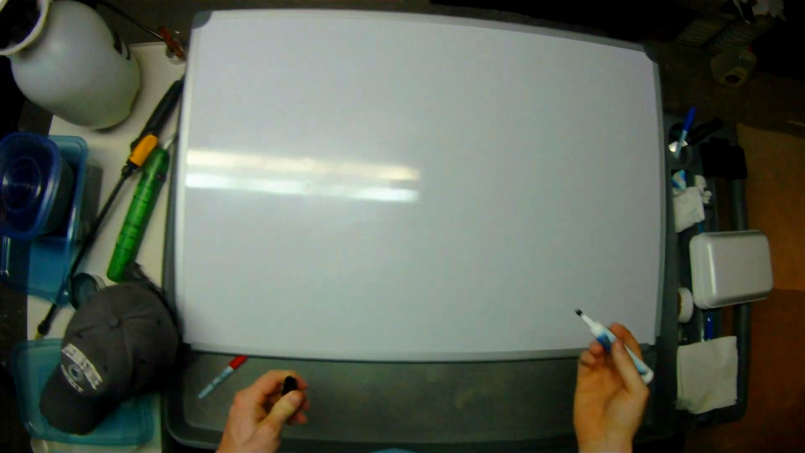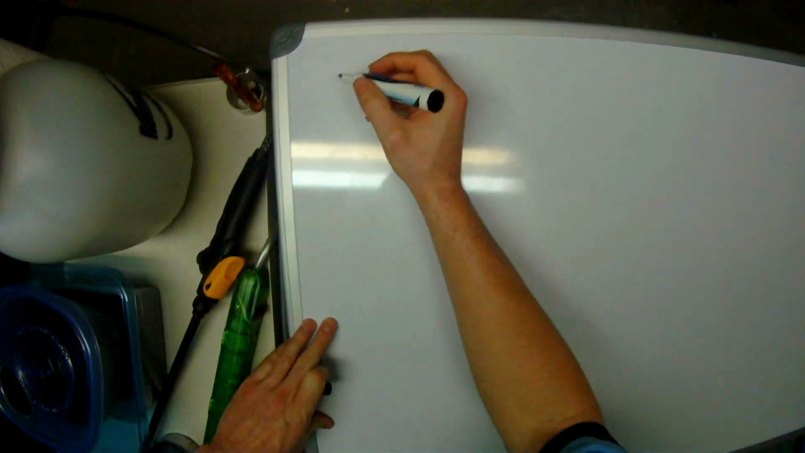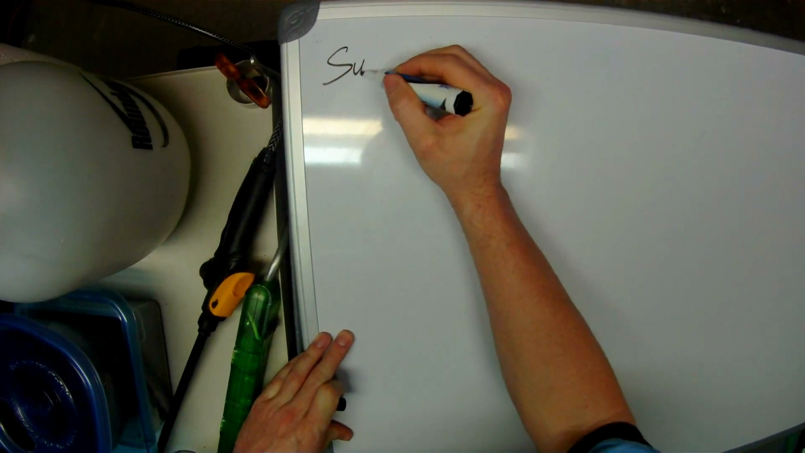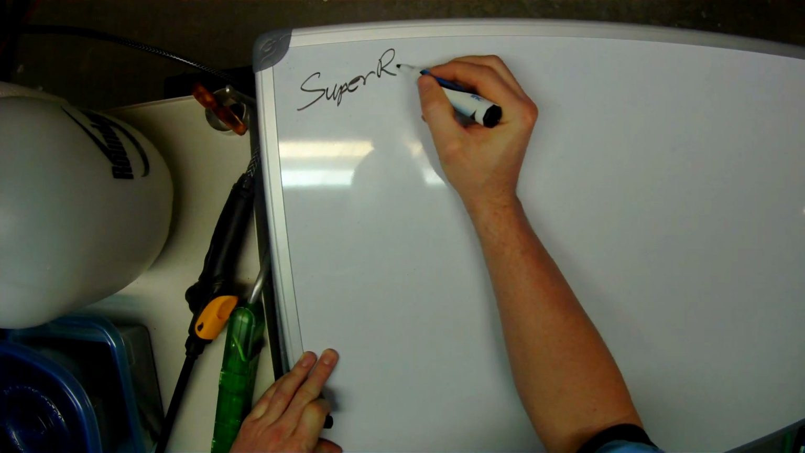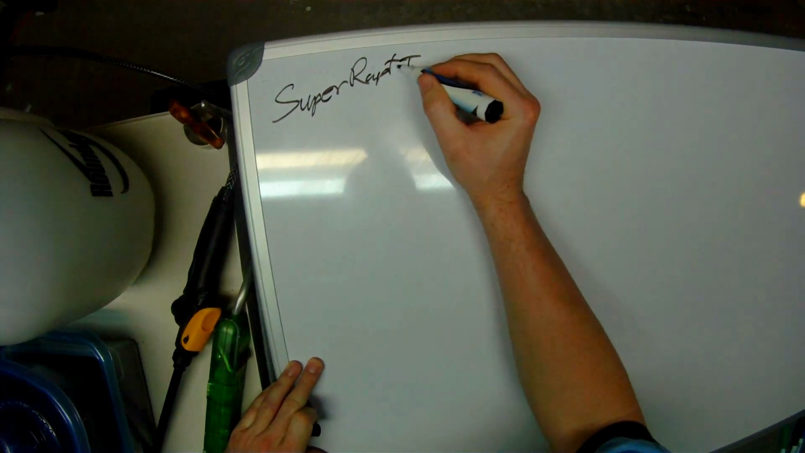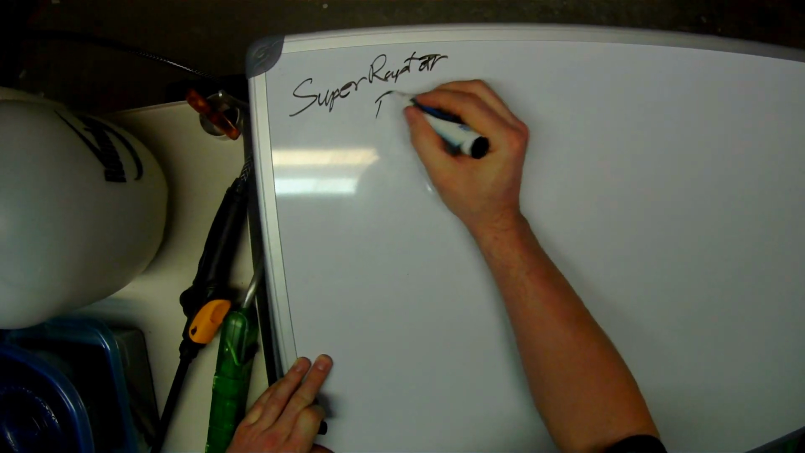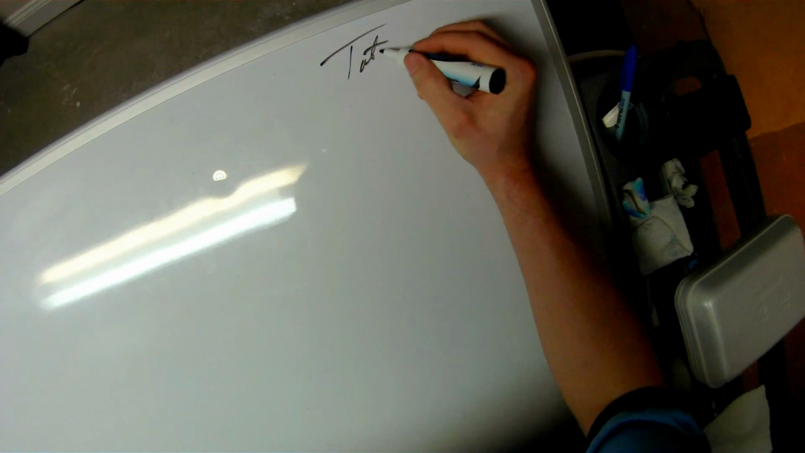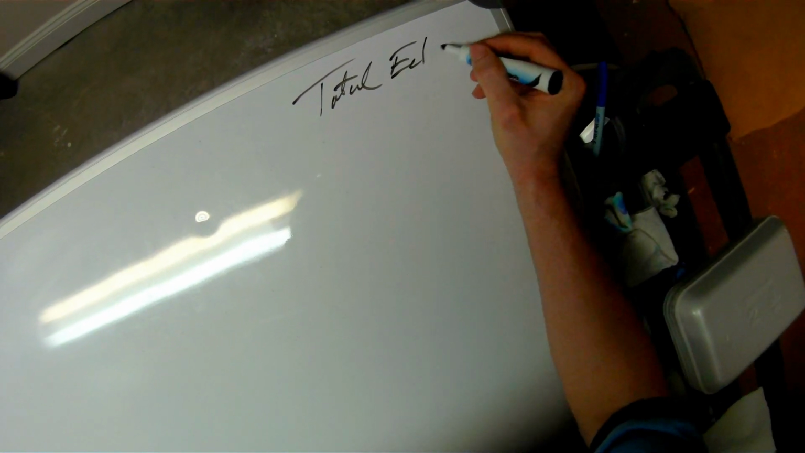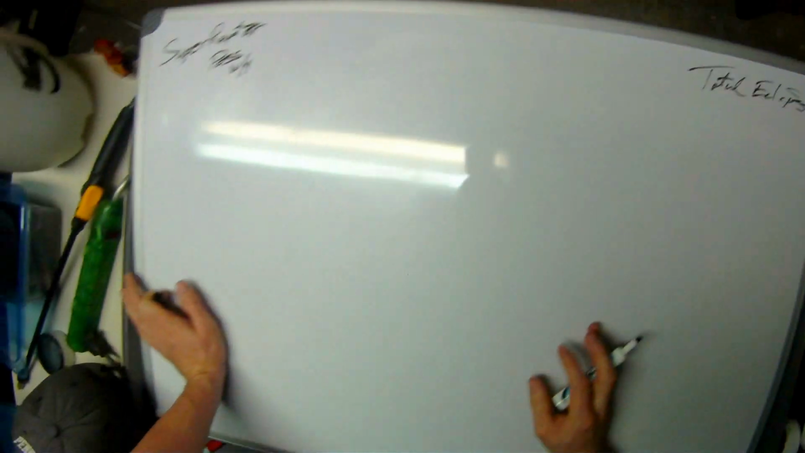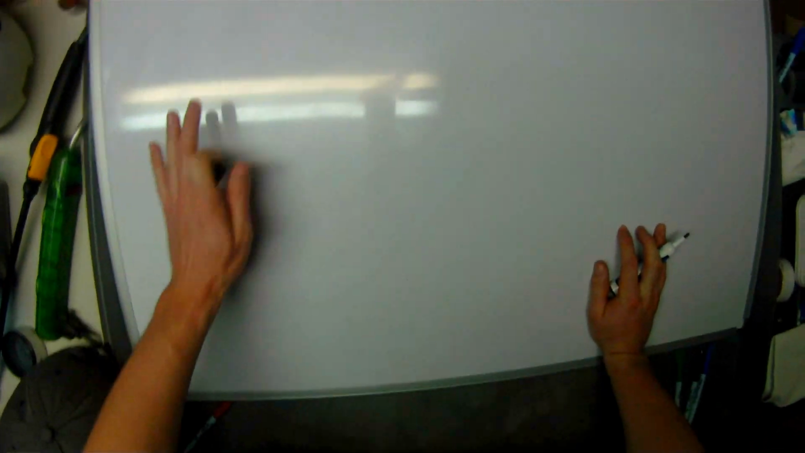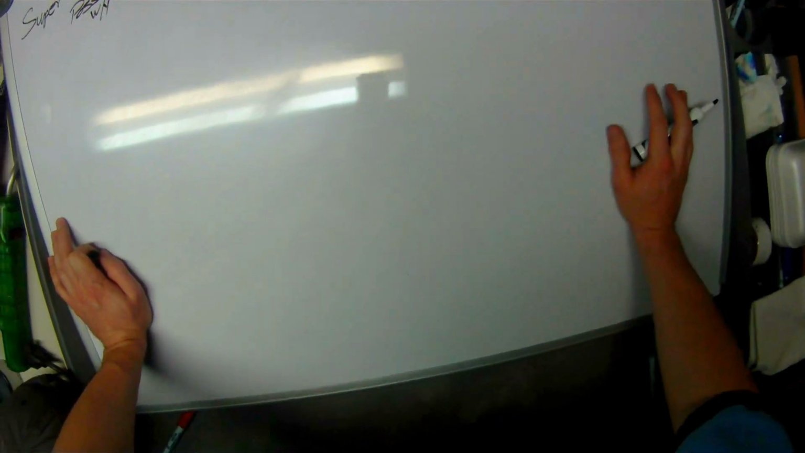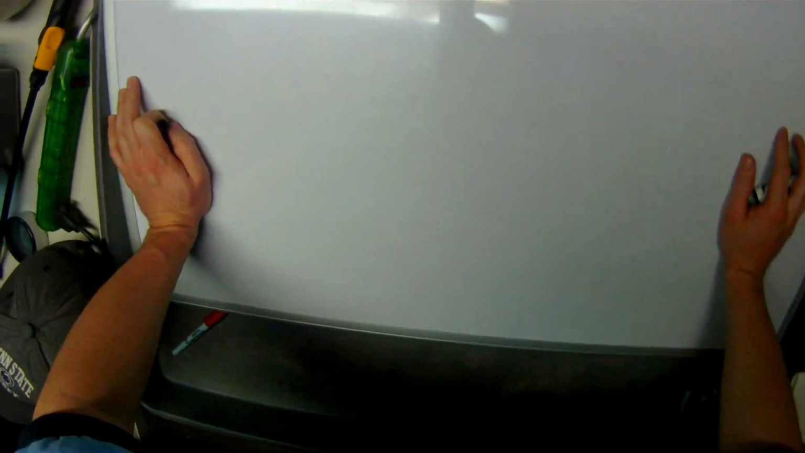Okay, the animals that we're using here are super raptor, possible white and yellow, and over here we're going with the total eclipse. All right, so what we're going to do is break down what's in each of these animals so that we can do the percentages and stuff like that.